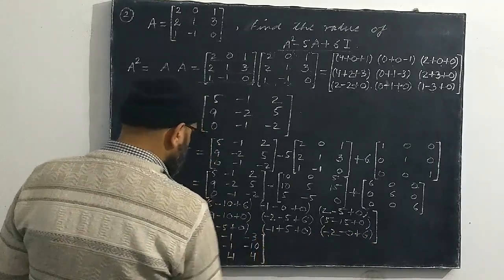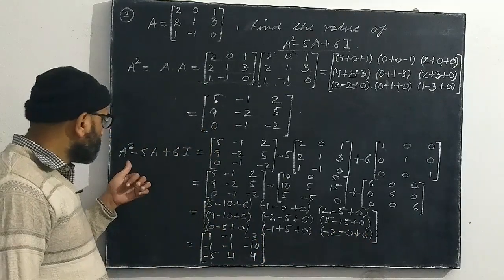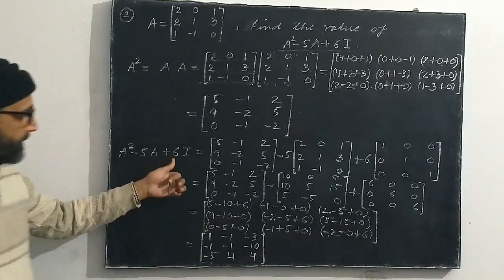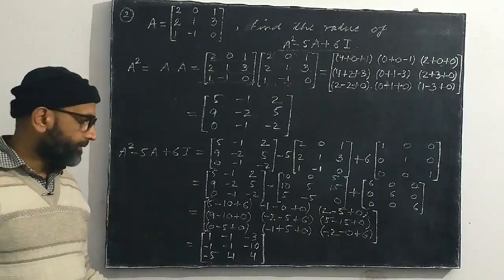So this is the value of the expression A square minus 5A plus 6I. And that's it.